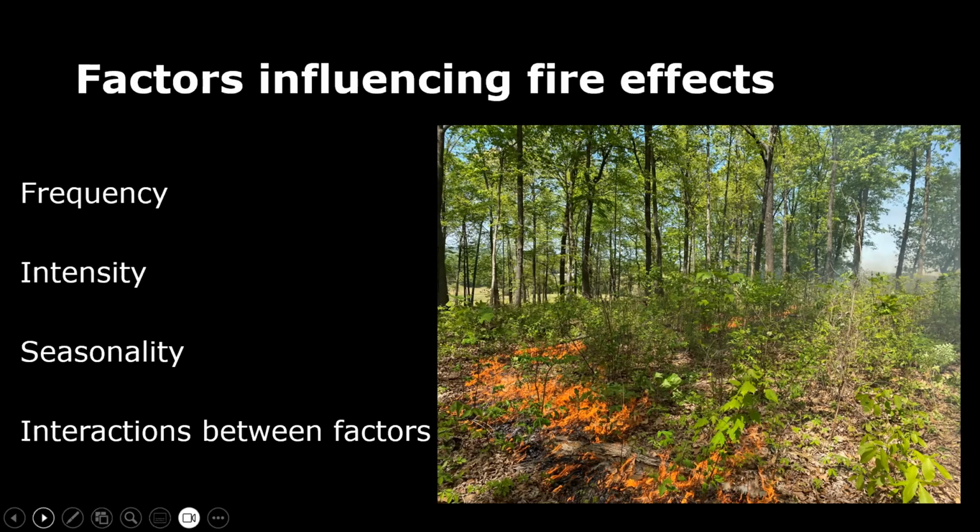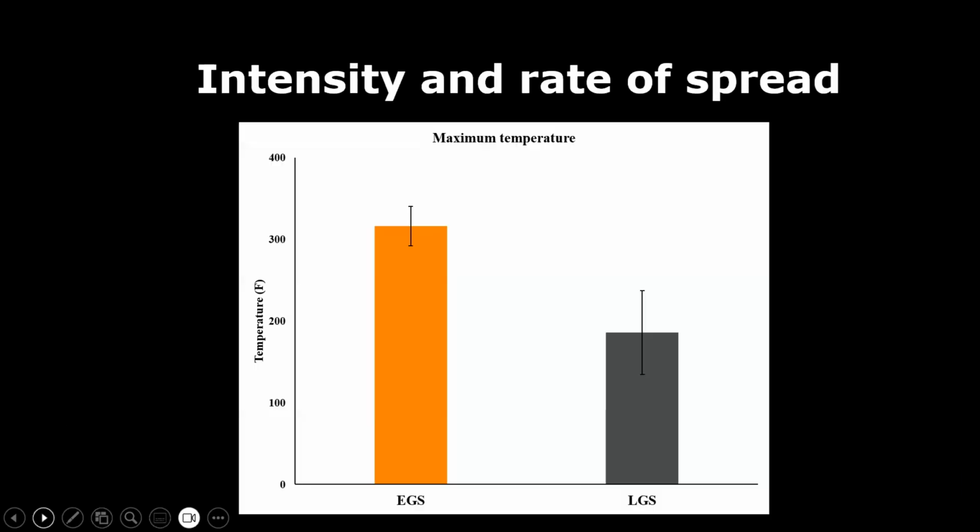For example, if we burn really frequently, we generally are not going to have as intense a fire because we're not building up those fuels. Similarly, and of particular interest for what we're talking about here with seasonality, if we burn during different seasons, our intensity may not be as great. And here's a great example of this.